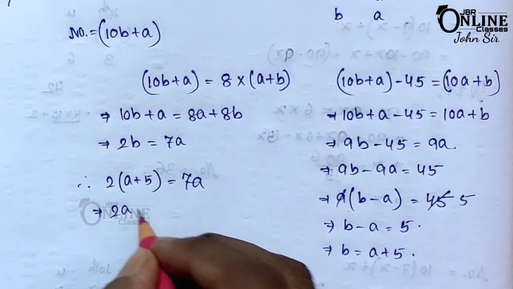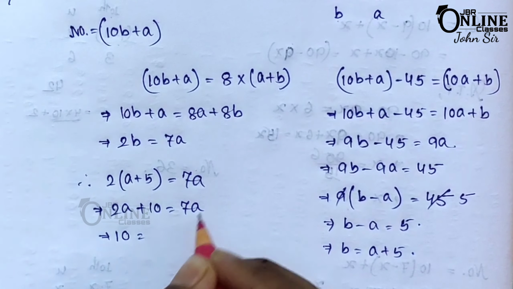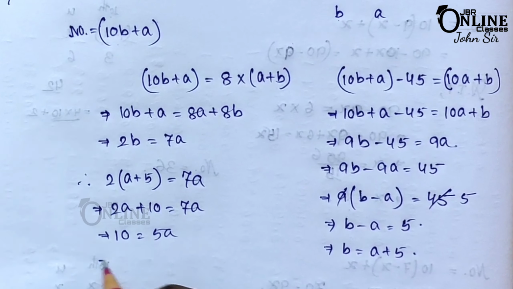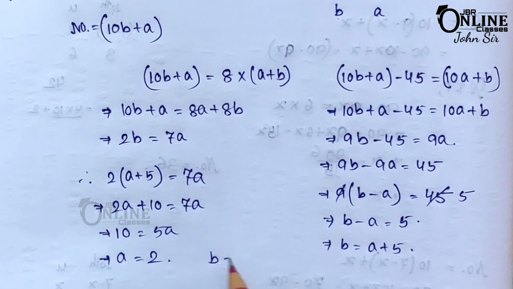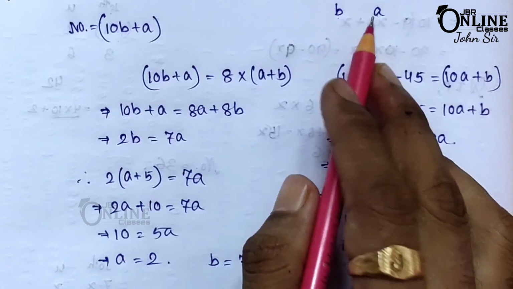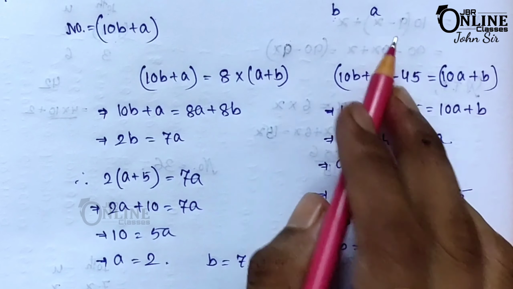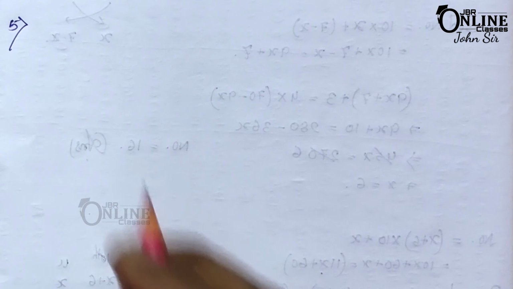So it will be 2a plus 10, that equal to 7a. That means 10 equal to 7a minus 2a, so it's 5a. So here a equal to 2. So if a equal to 2, then b equal to a plus 5, that means 7. Okay, so the number will be 7 and 2, that means 72. So 72 is your answer.